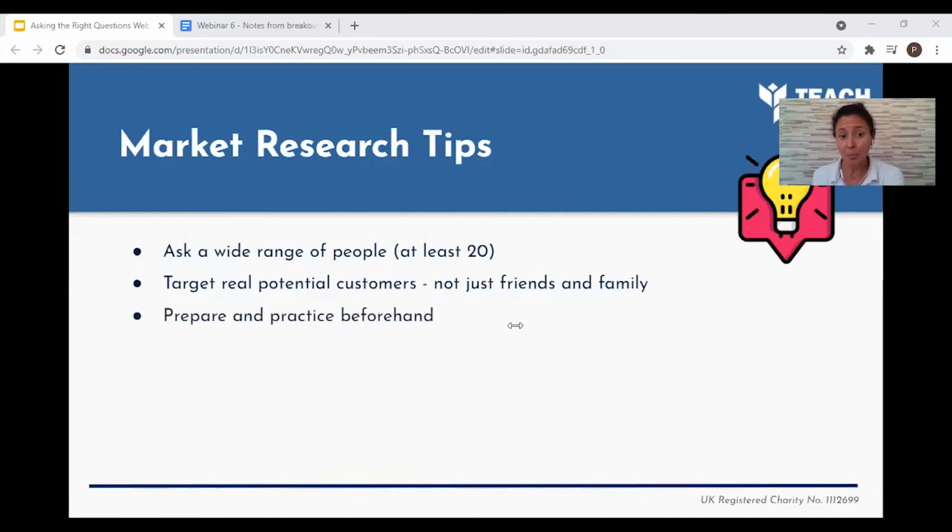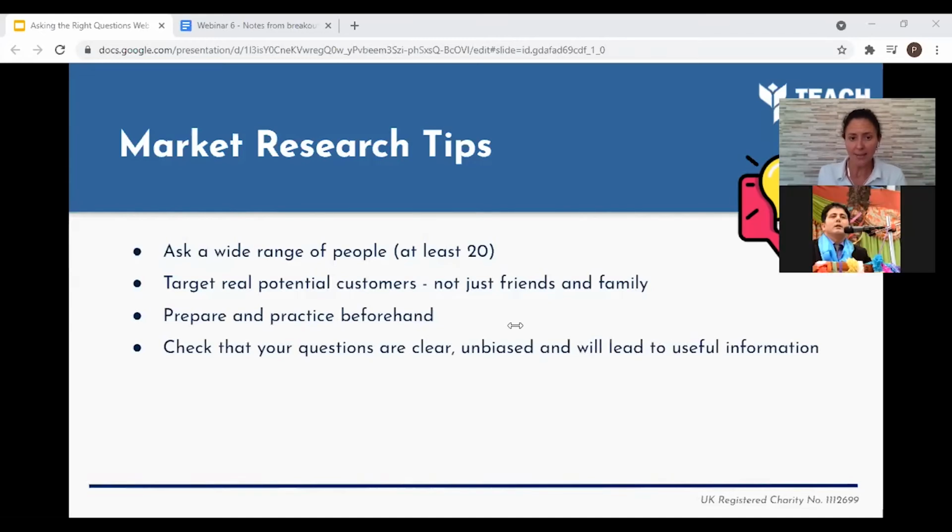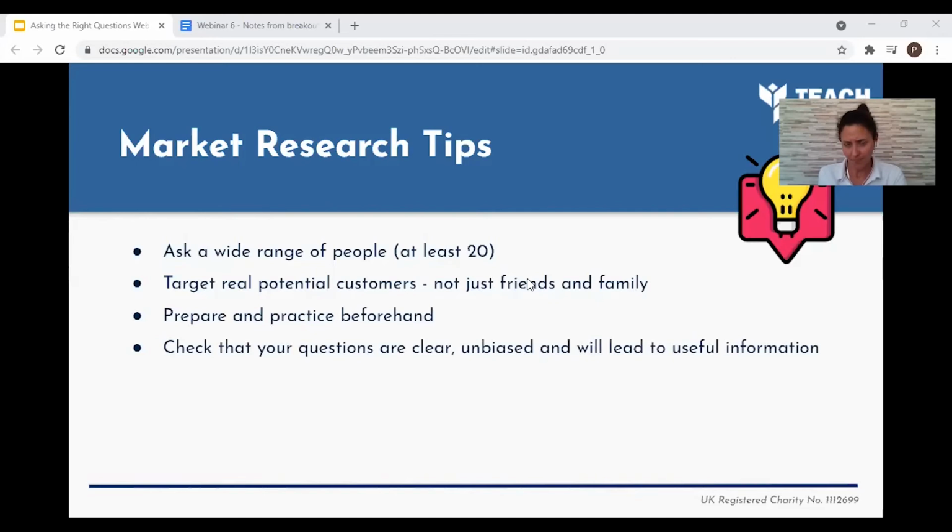Another one to keep in mind: prepare beforehand. You can practice your questions with your friends and family so that you are confident when you speak to your customers. Also check that your questions are clear, unbiased, and will lead you to useful information. By this, we mean you should start your survey with simpler questions, to avoid leading your market research and setting it up to limit the answers to the only ones you want to hear.